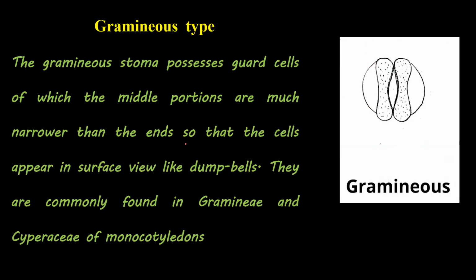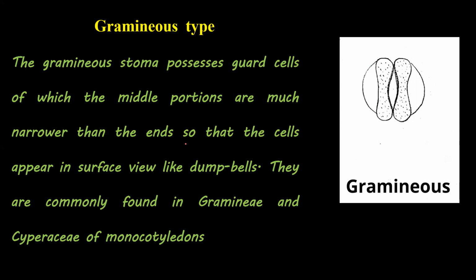Next, we come to graminaceous type. This is very, very significant and quite different from the other. This is known as dumbbell-shaped stomata. Dumbbell-shaped guard cells are present over here, and this is very, very common in monocots, especially in Gramineae. Okay, in the members of Gramineae and Cyperaceae, this is very, very common.